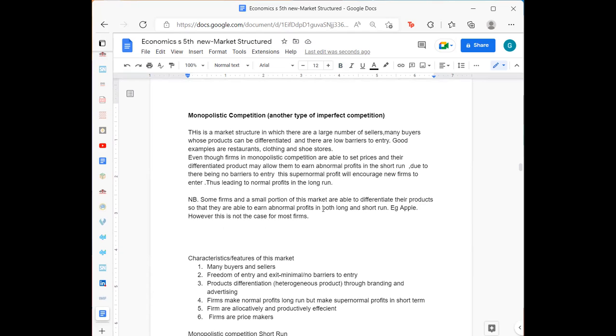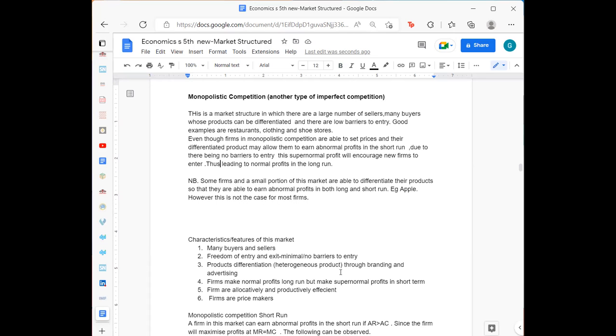So some firms, a small proportion of this market, are able to differentiate their products so that they're able to earn abnormal profits in both the long and short run. We can look at Apple, right? Apple computers, such as Mac. Some might say it's an oligopolistic industry, some might say it's more monopolistic competition. Either way, Apple has been able to differentiate their product a lot from their competition, right?